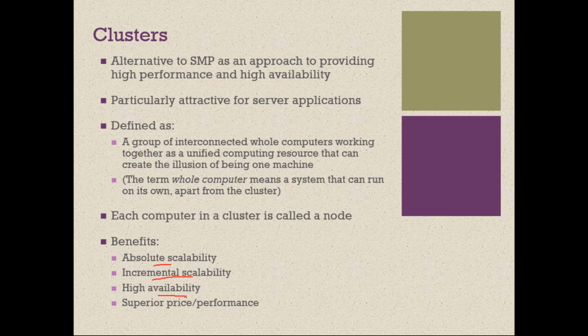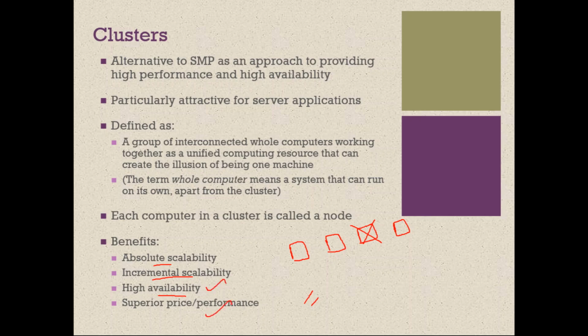High availability. High availability means there are many nodes in the cluster. The cluster is a collection of nodes. So there are many nodes. If one of the nodes fails, that is not going to affect the system. In fact, the user will not even feel that something has gone wrong. So that is what is called high availability.